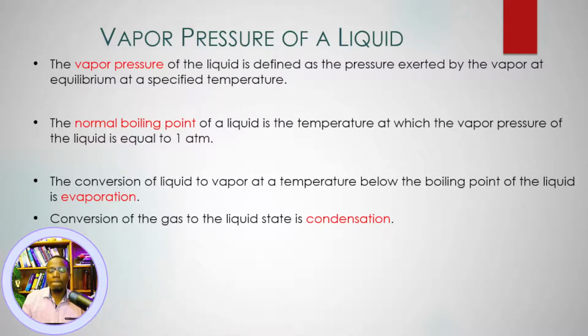So the conversion from a liquid to vapor, when it is at a temperature below the boiling point, we call this evaporation, right? When you're converting back from gas to liquid, we call this condensation, right? Those are a few terms, the ones that I have in red, that we're going to need to remember and know how to define when it comes to the properties of liquids.